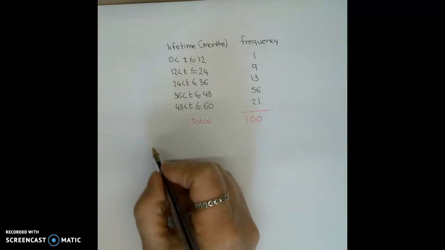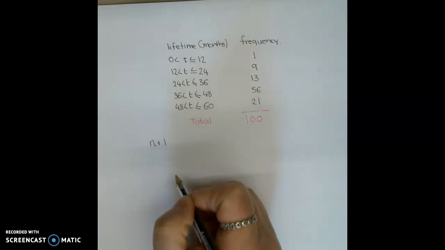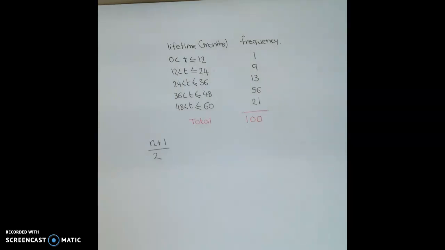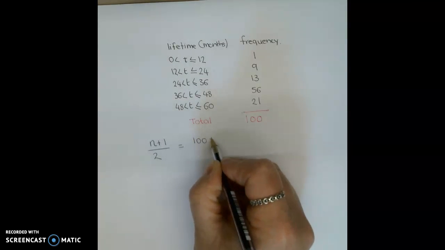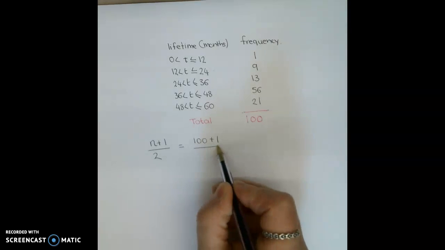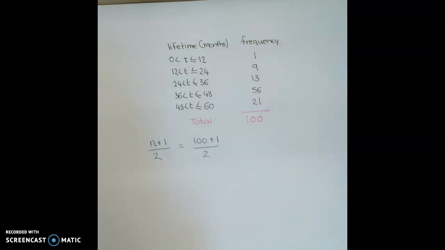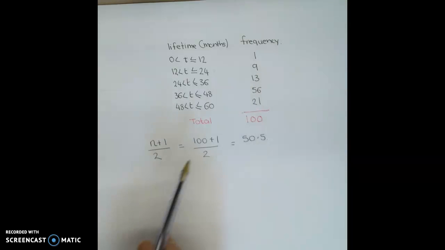Now the formula for working out the median is n, so the number of points in your data set, plus 1, divided by 2. So the position of our median will be 100, because that's the amount of data points in our data set, add 1, divided by 2. So that equals 50.5. 101 divided by 2 is 50.5. So we know that our median is in position 50.5.